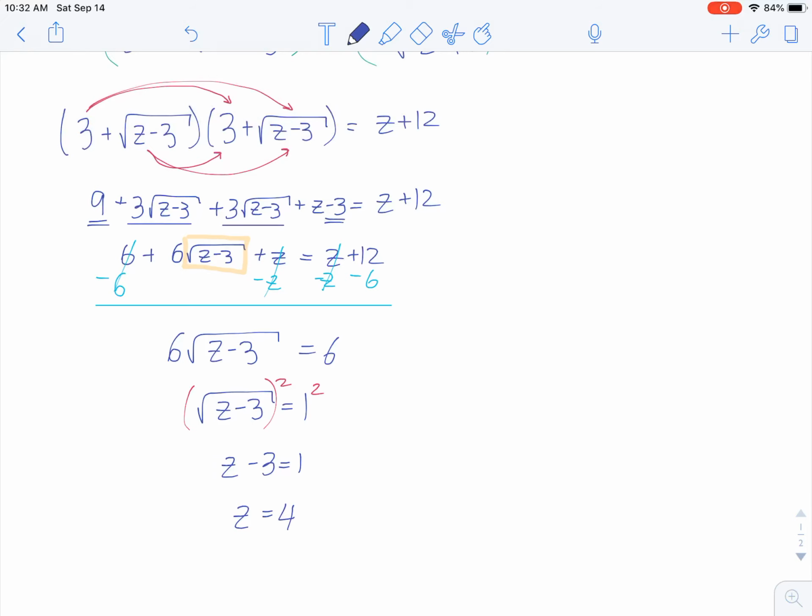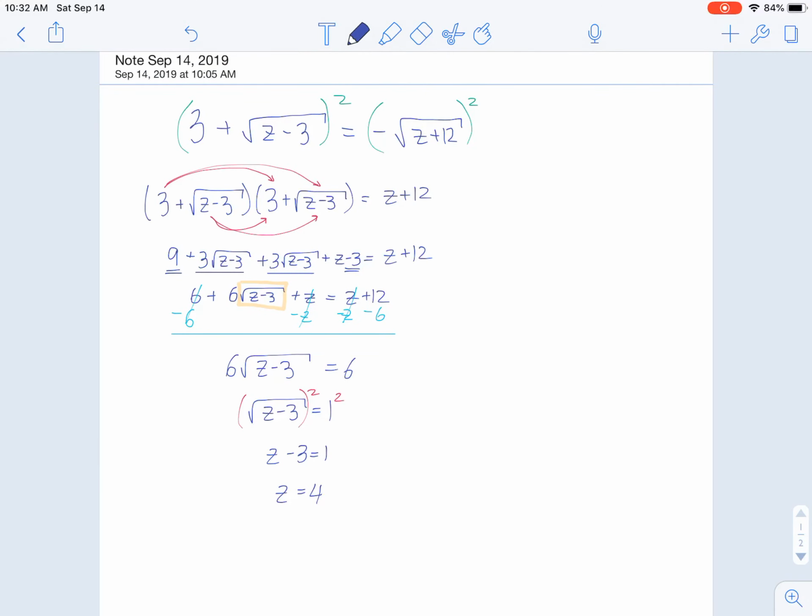Now with these radical equations, we can't assume that this is our answer. We have to take it and substitute into the original equation and make sure that the left-hand side equals right-hand side. If that's true, 4 is our solution. If not, this equation will not have any solutions.